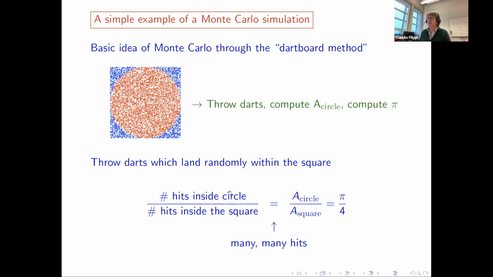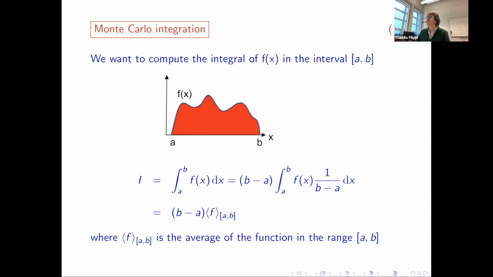Okay, so if you take the ratio, this is not really an equal, it's an estimate. If you're really doing many, many hits, you will get that this is equal to the ratio of the areas, the area of the circle divided by the total area of the square. Okay, and that's a way to compute pi. So maybe not the most efficient, but that's a way to compute pi.